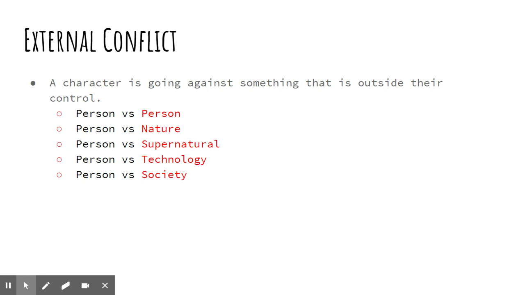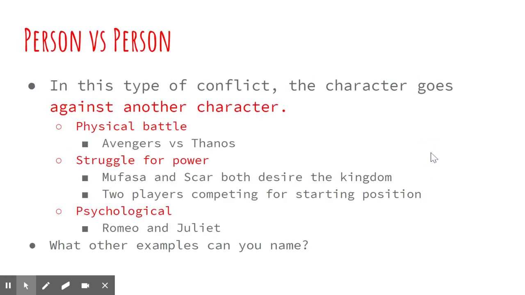So these are the different types. You have person versus person, person versus nature, person versus supernatural, person versus technology, and person versus society. Person versus person. This is probably the most common. The character goes against another character. Sometimes it's a physical battle, like the Avengers versus Thanos. Or sometimes it might be a power struggle, like Mufasa and Scar.